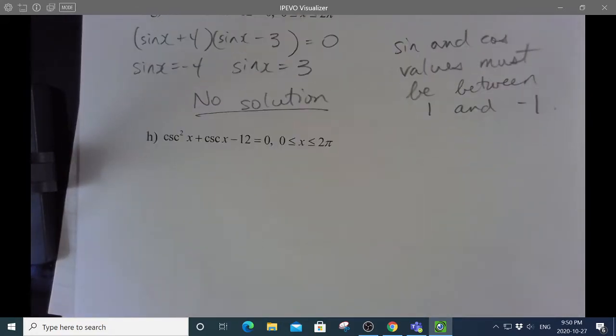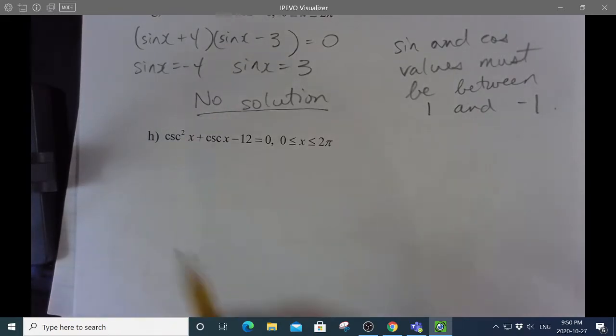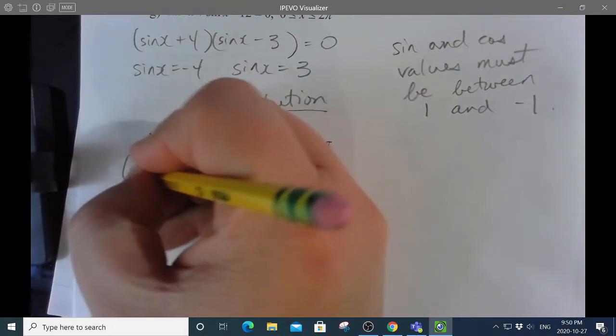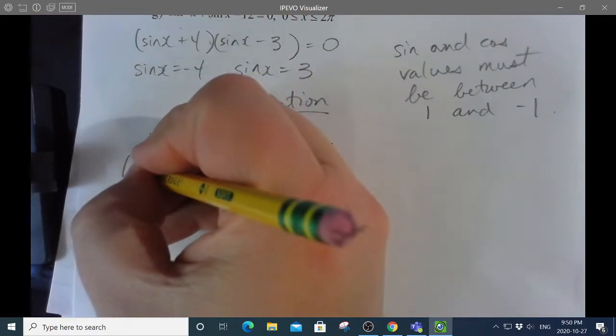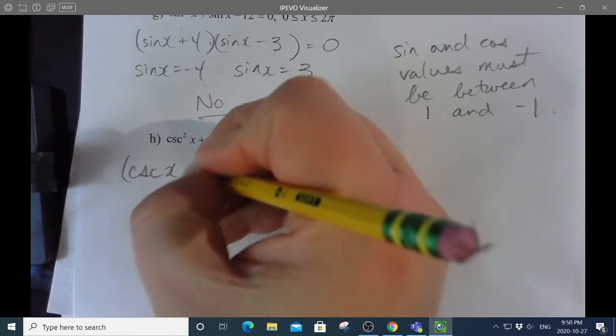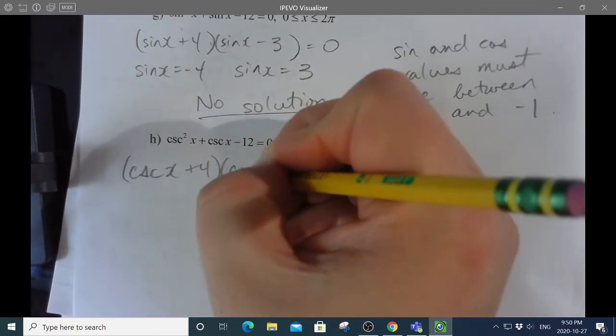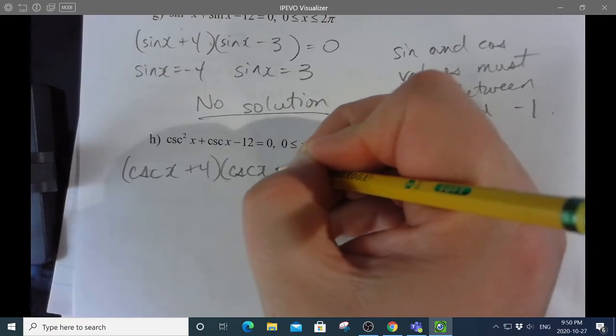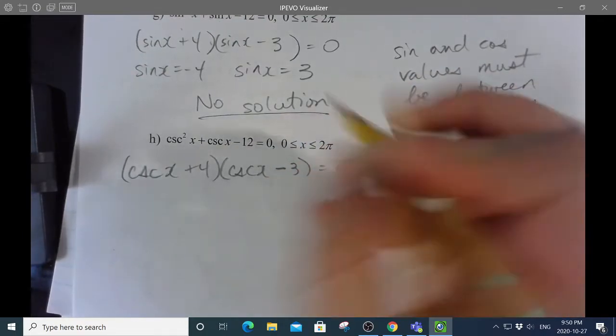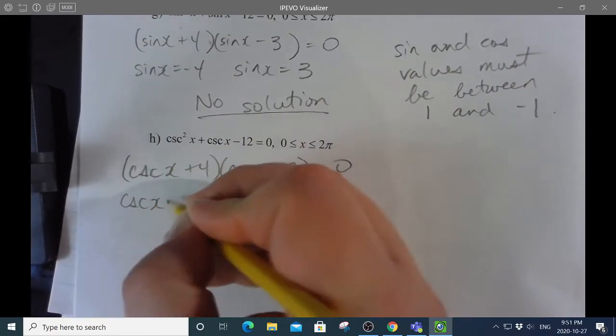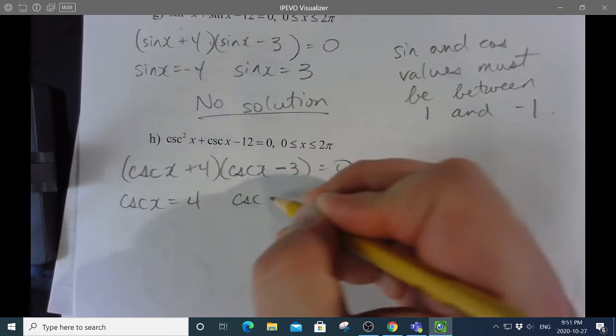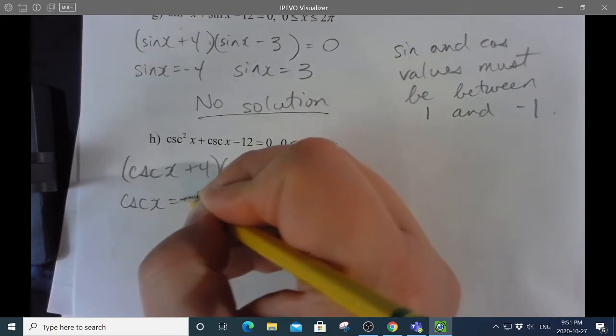This one, however, will. I know what you're thinking: it's the same thing. Yeah, but remember, cosecant is 1 over sine. So I'm not going to spend a lot of time factoring this. We already know how this factors, and I'm going to write down the wrong thing. So the cosecant of x plus 4 times the cosecant of x minus 3 is equal to 0. So the cosecant of x is 4, and the cosecant of x is 3. Sorry, that should be negative 4 and 3.